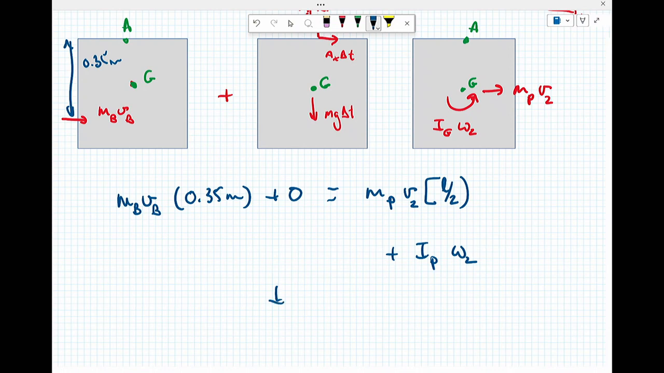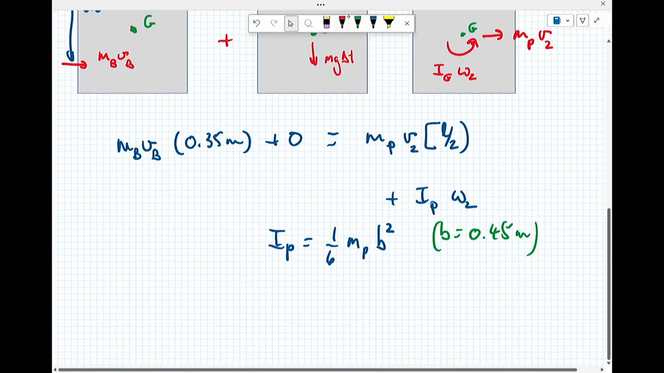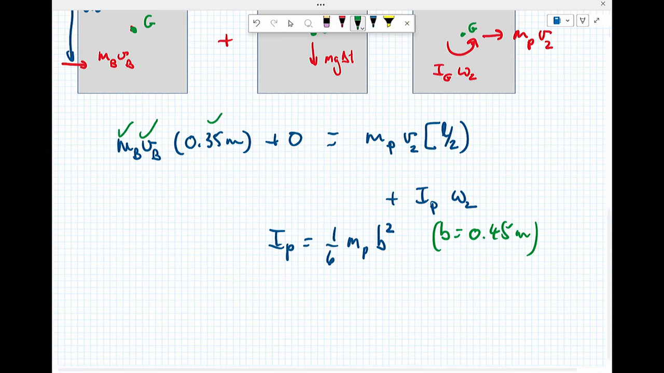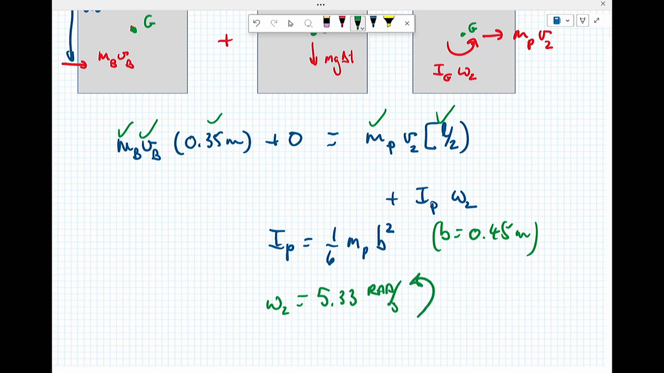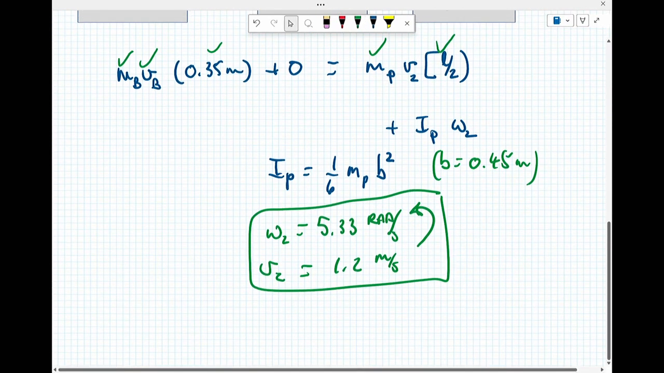Now, this is not one of those cases where you might be required to know this in advance, but the plate is 0.45 meters by 0.45 meters, and for a square plate, it's going to be 1/6 MP squared. So in this problem, I know this, I know this, I know this, I don't know anything else. So omega 2 is 5.33 rads per second, and it's counterclockwise, and velocity 2 is equal to 1.2 meters per second. There's not a lot to there.